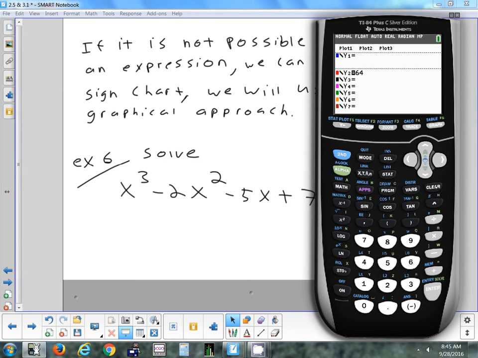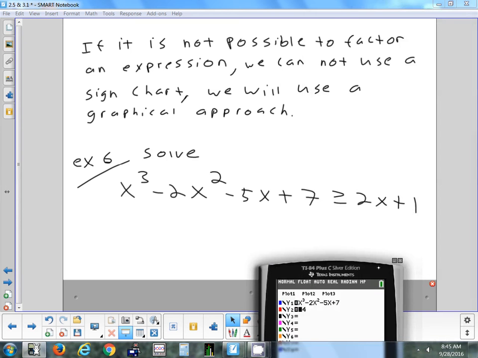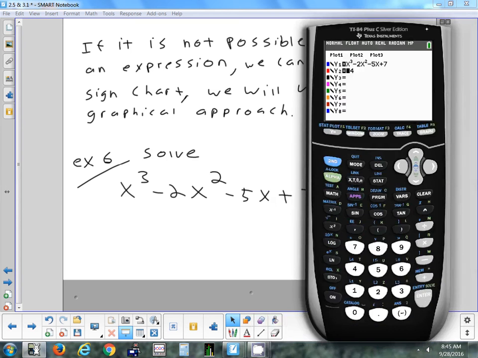Okay, so we'll plug in x cubed minus 2x squared minus 5x plus 7. And I'm going to be looking for where that is greater than or equal to 2x minus 1. Okay, so where is the thing in blue above the thing in red? That's what I'm looking for.